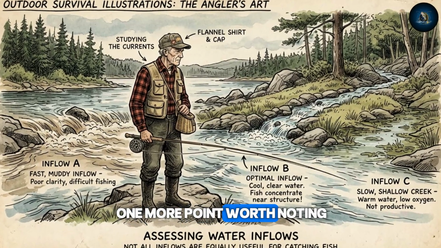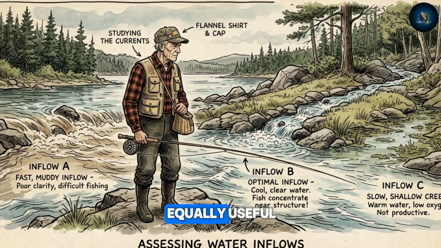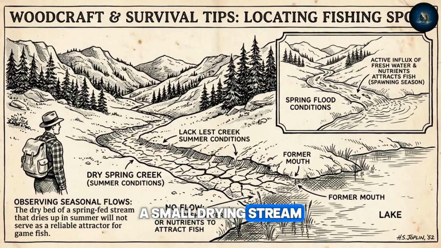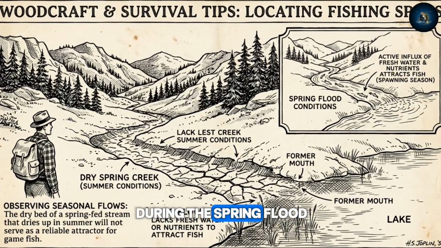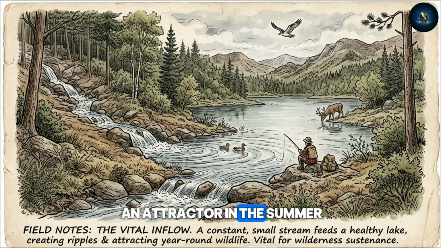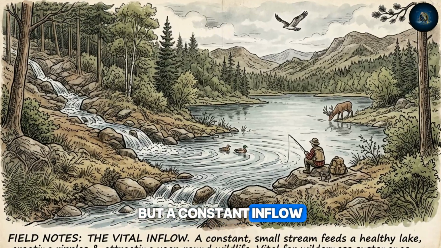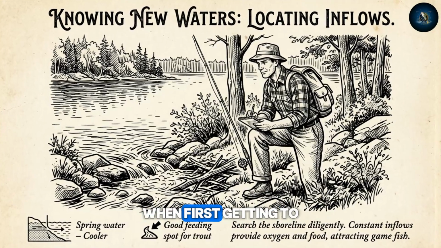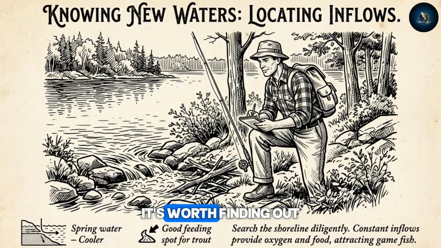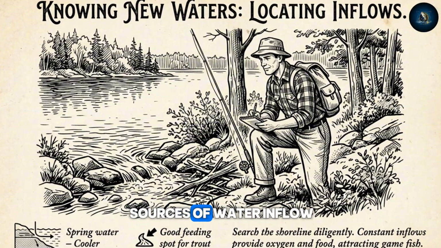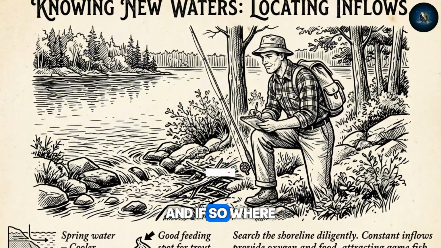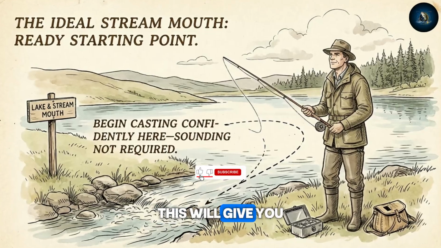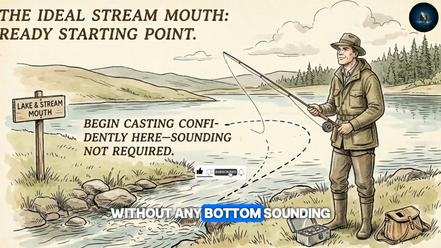And one more point worth noting: not all inflows are equally useful. A small drying stream that carries water only during the spring flood no longer works as an attractor in the summer. But a constant inflow, even a small one, works year-round. Therefore, when first getting to know a body of water, it's worth finding out if it has constant sources of water inflow, and if so, where they are located. This will give you a ready starting point without any bottom sounding.